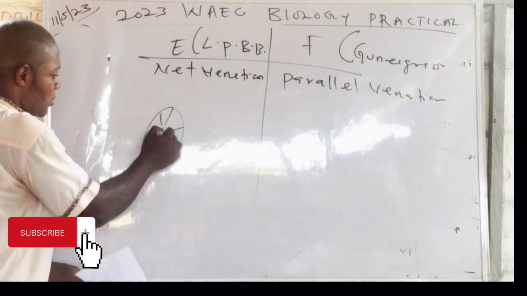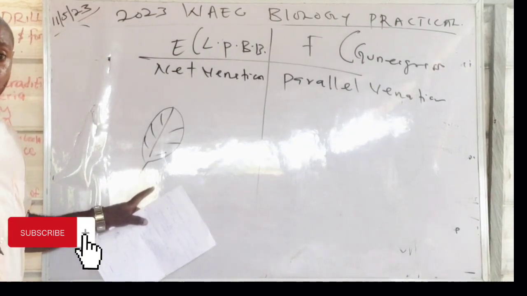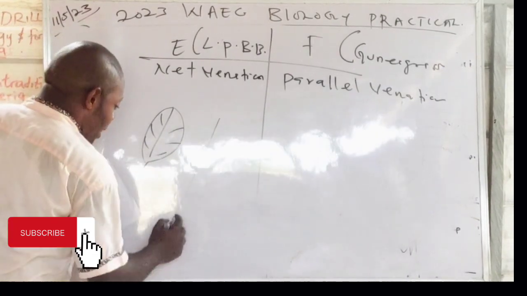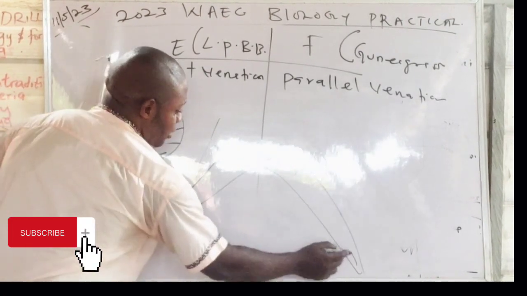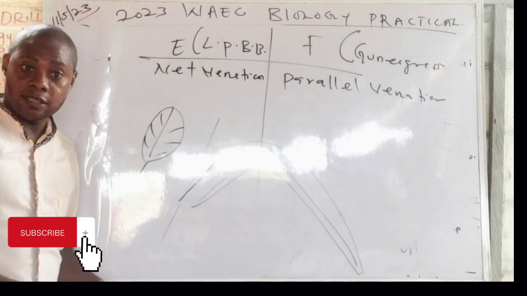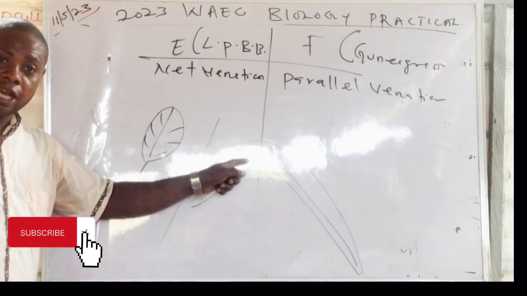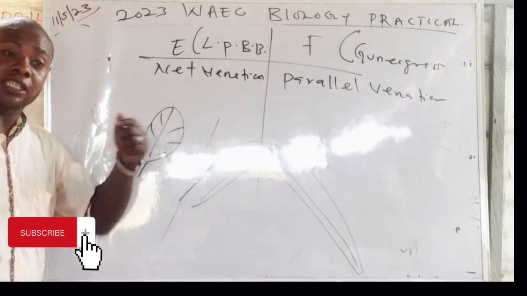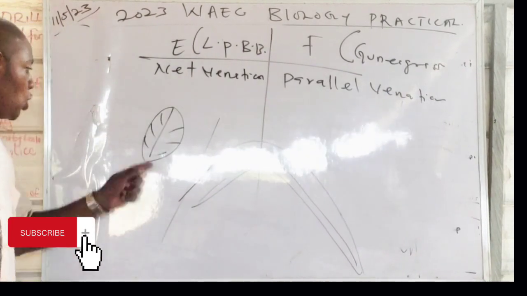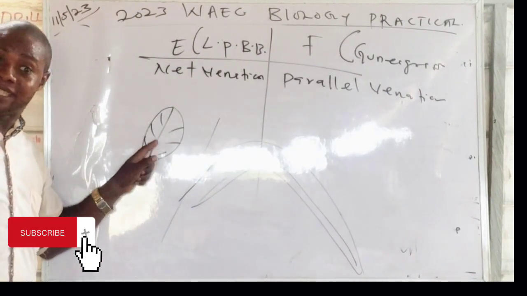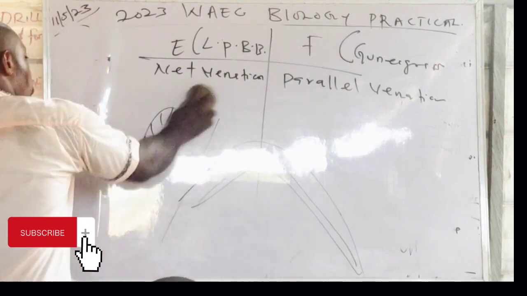Are you getting me now? This is a sample of net venation, either small or big. Some leaves are like this, like the leaf of a maize. Maize, like corn, and all those grasses that are very long, undergo parallel venation. But like mango, all those leaves, either small or big, that are like this, they call them net venation. Are you with me?